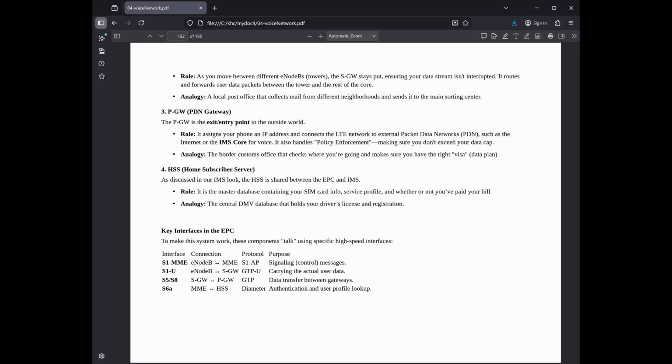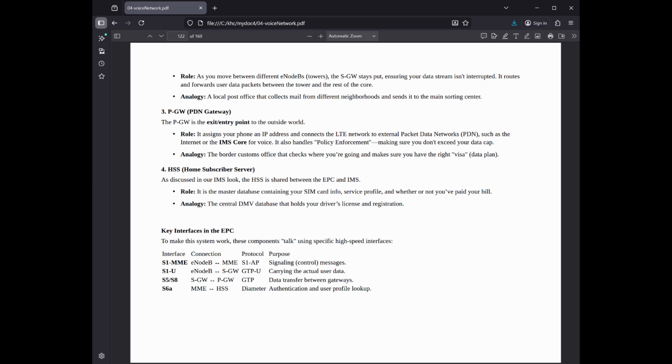4. HSS, Home Subscriber Server. As discussed in our IMS look, the HSS is shared between the EPC and IMS. Role: it is the master database containing your SIM card info, service profile, and whether or not you've paid your bill. Analogy: the central DMV database that holds your driver's license and registration.